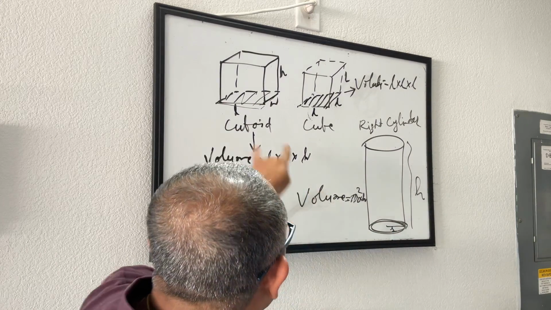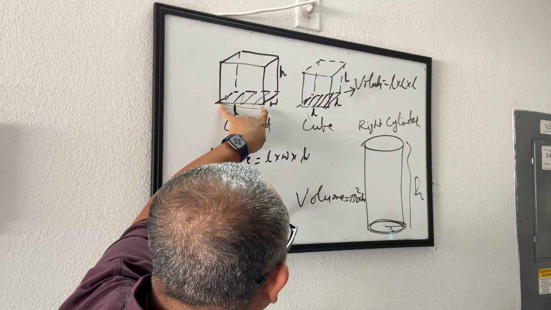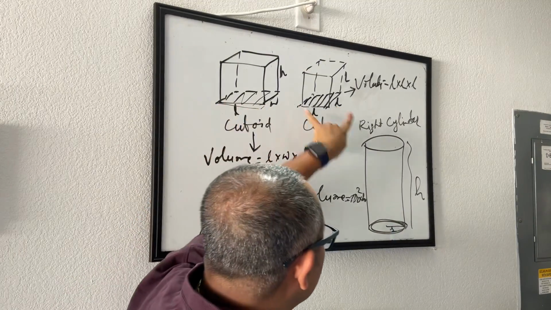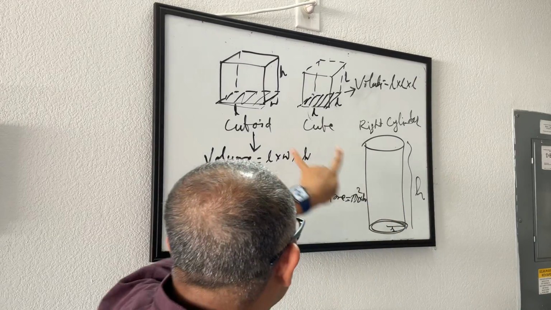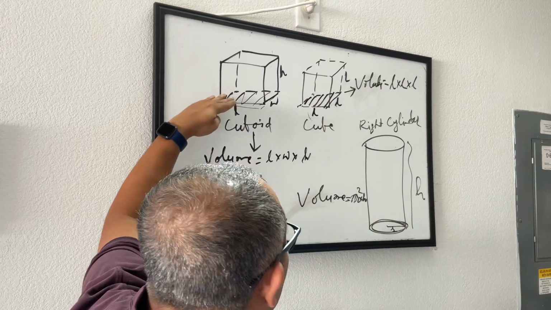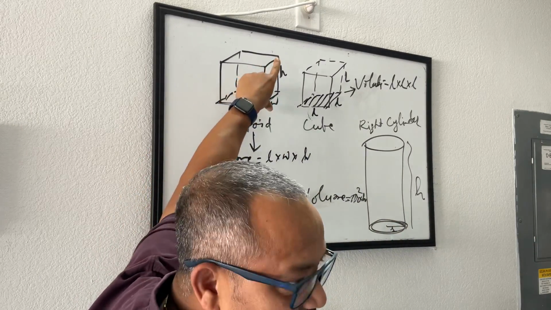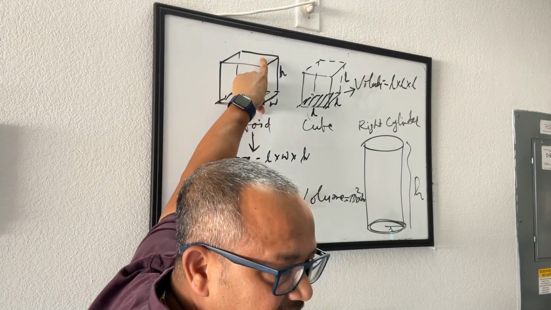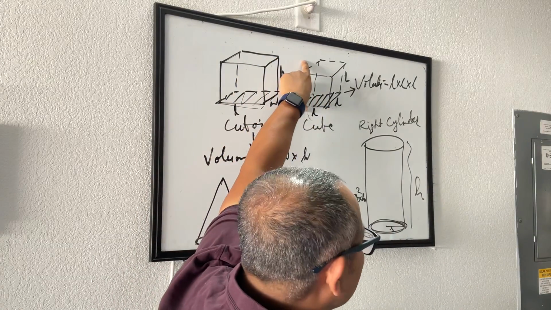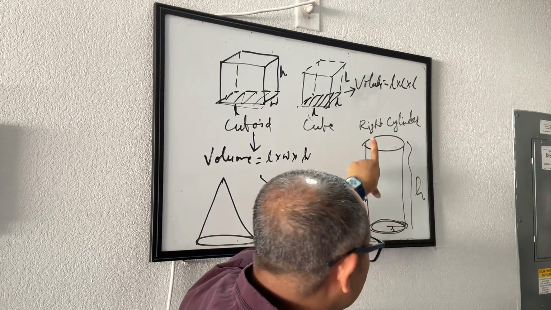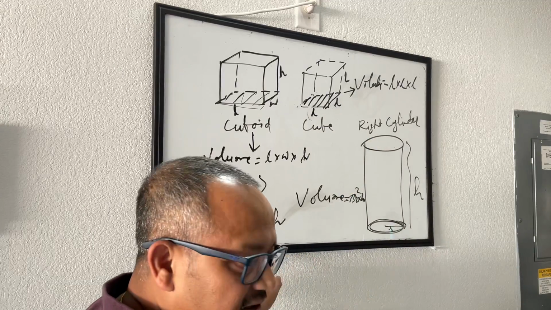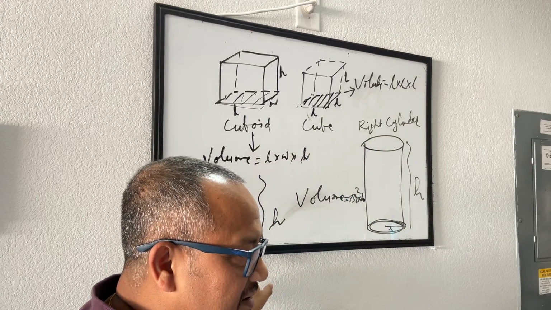See, when we are looking at a cuboid, cube or a right cylinder, our volume was simple. Find out the area of the base, multiply that with the height. Here, can I do that?